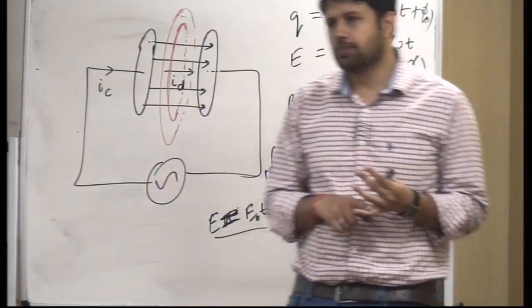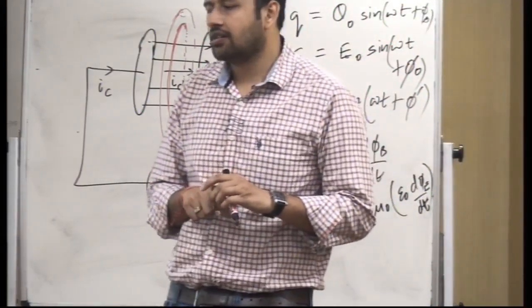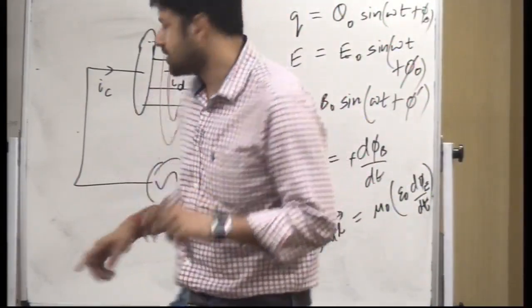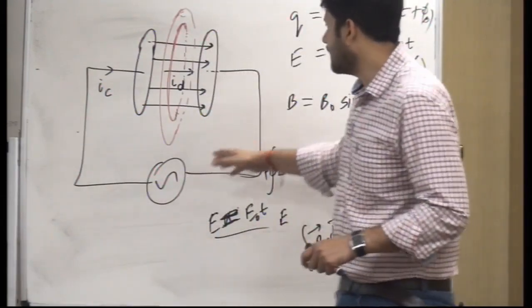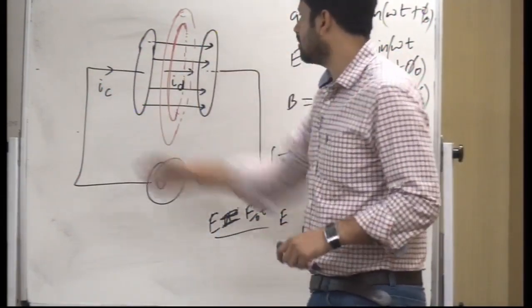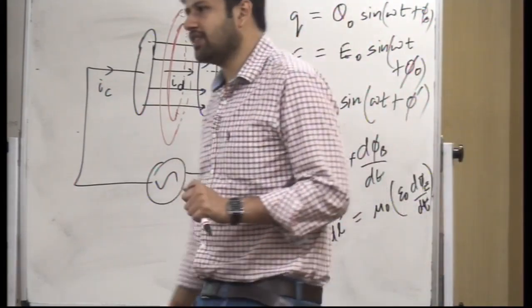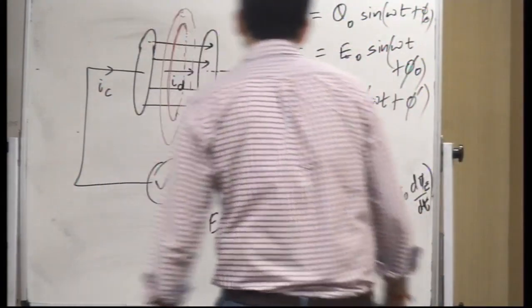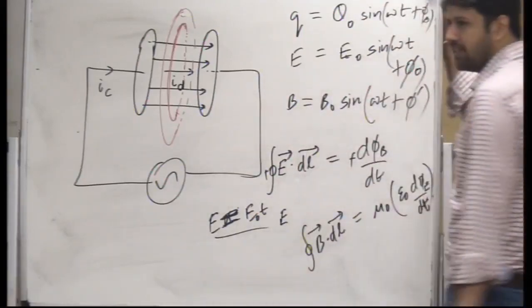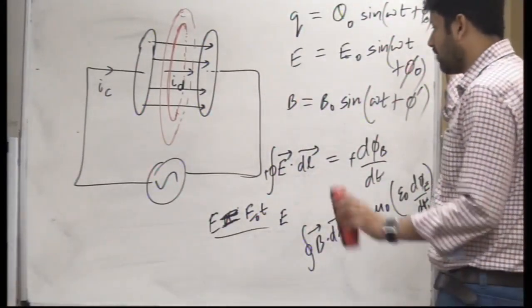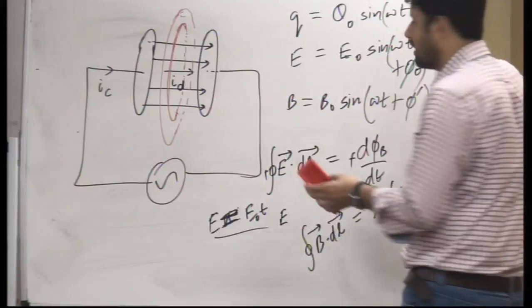So the only way to produce it is using accelerated charges. That's what we were doing. Constantly the current was flowing like this, so the charges were accelerated. Is it okay? And that's why EM waves are produced. Since we are dealing only with sinusoidal EM waves, I would be writing the sinusoidal equation.